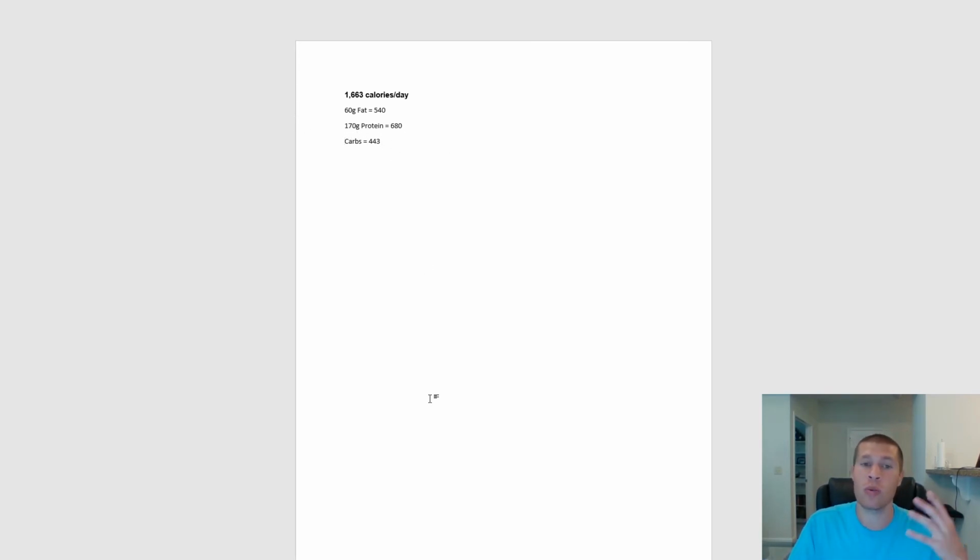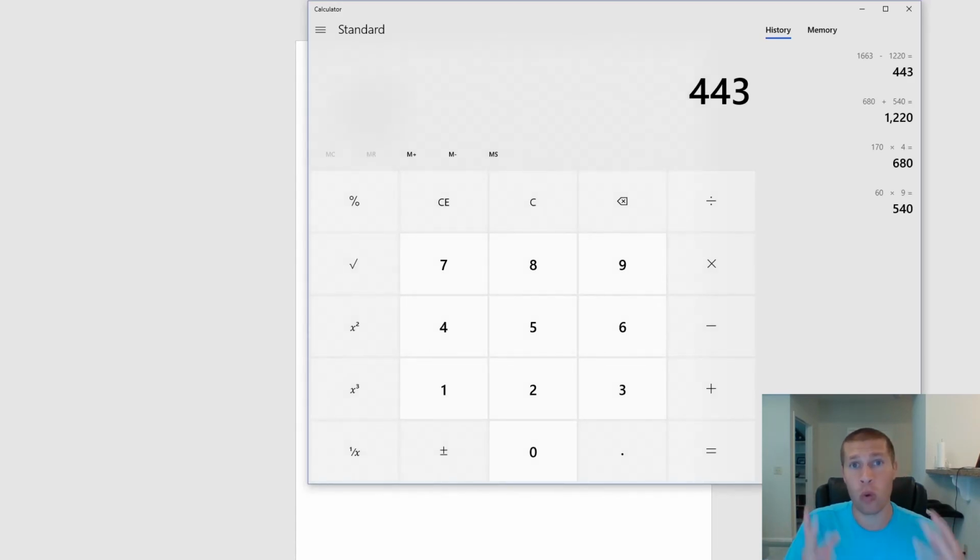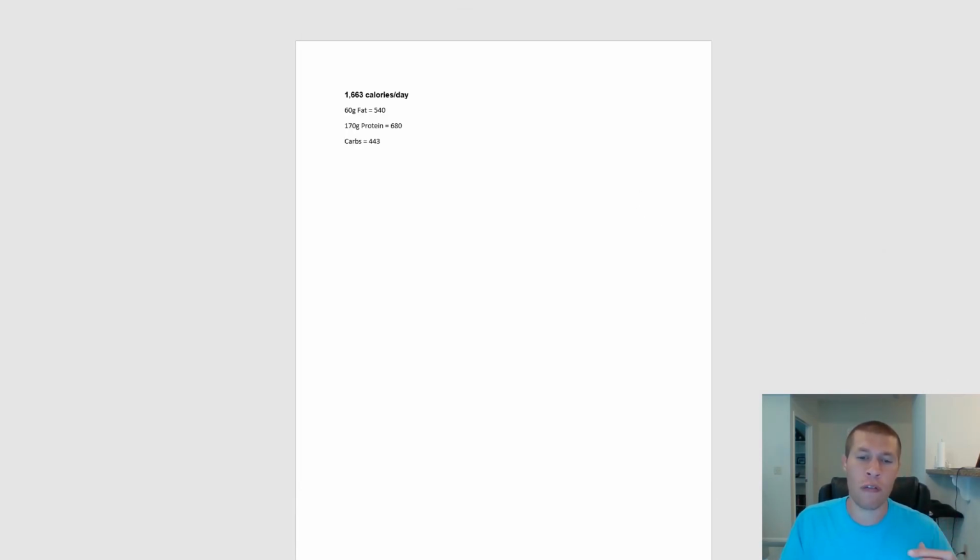Well, what does that equate to in grams? We also know, like I said in that previous lecture, that there are 4 calories per gram of carbs. So you want to divide this by 4. It's the same thing with everyone. So roughly, we'll just round that up. We'll say 111 grams of carbs per day.